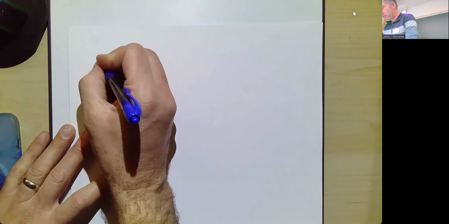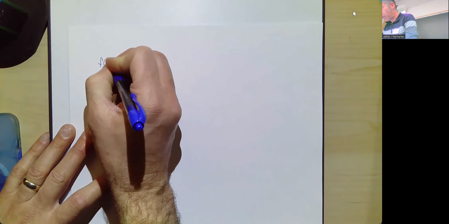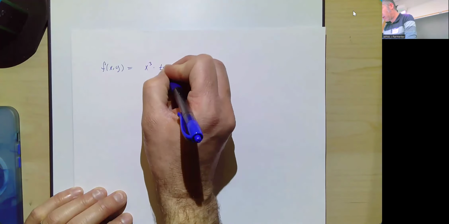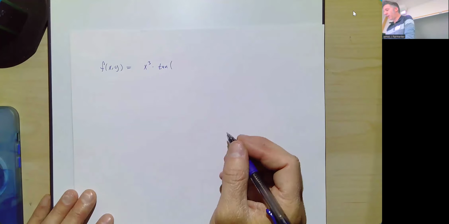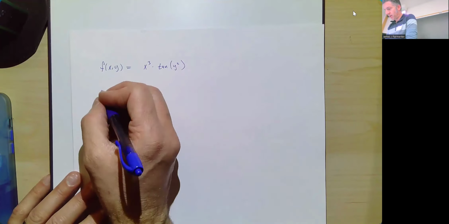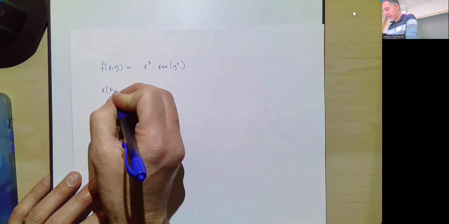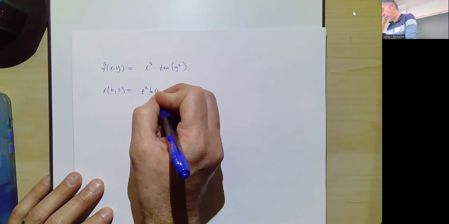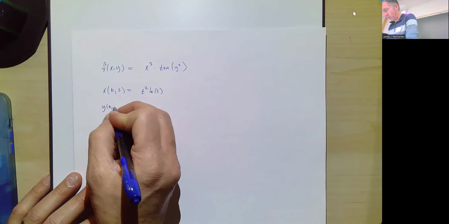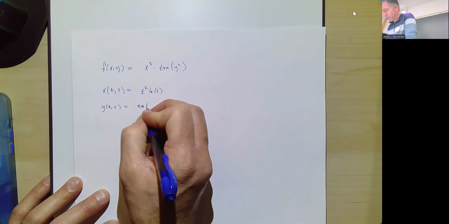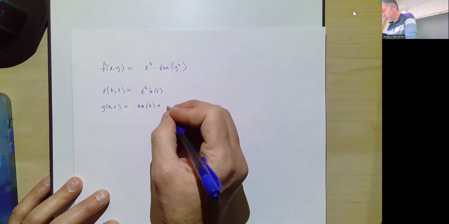Sure. Yeah, let's do some trig. Let's say we have f of x comma y equal to x cubed times tangent of y squared, and then x of t comma s is equal to t squared natural log of s. y of t comma s is equal to sine of t plus 5.